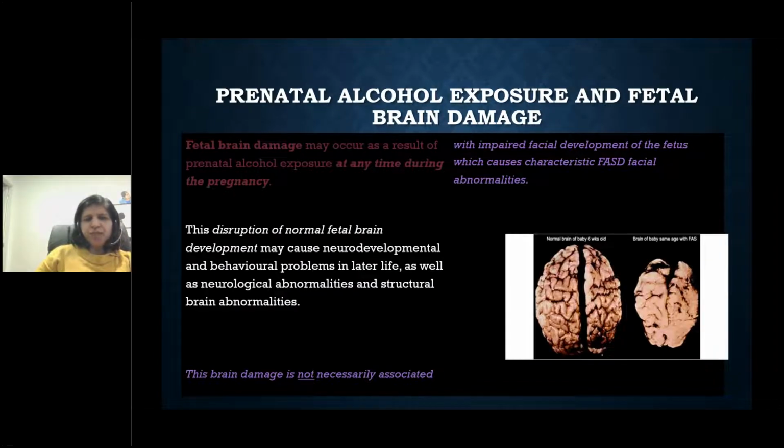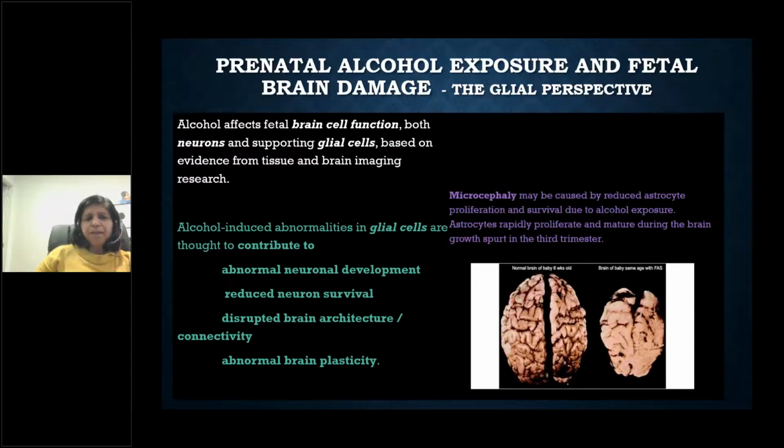It could be that there is structural damage leading on to microcephaly, or it can have normal fetal brain development but cause behavioral problems or learning issues as they grow older. The brain damage is not necessarily associated with impairment which causes the characteristic FASD facial abnormalities. Again, it can affect brain cell function, both the neurons and supporting cells like glial cells. And there can be evidence in tissue and brain imaging research which can give you an idea about these consequences.